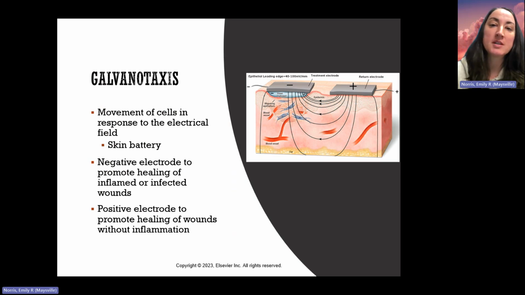Galvanotaxis, so that's the movement of cells in response to an electrical field.